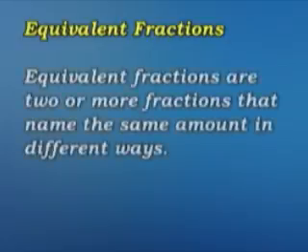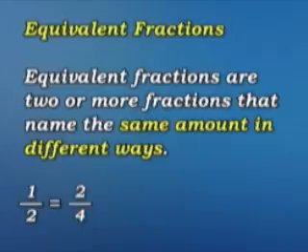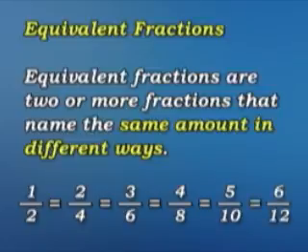Now let's talk about equivalent fractions. Equivalent fractions are two or more fractions that name the same amount in different ways. For example, 1/2, that's 1 over 2, is the same as 2 over 4, is the same as 3 over 6, is the same as 4 over 8, and 5 over 10, and 6 over 12. All these fractions name the same amount, but in different ways.